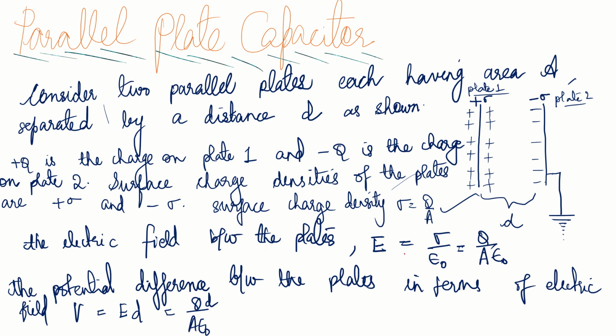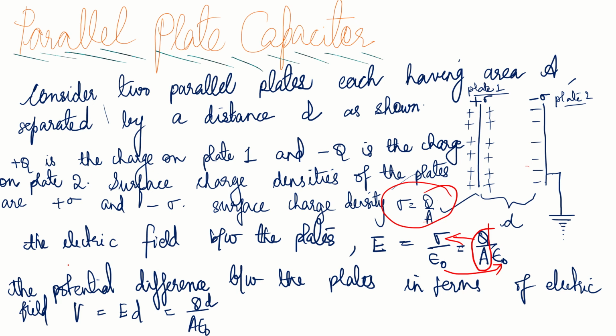The electric field between the plates, E, is equal to sigma by epsilon naught. And what is sigma? Sigma is the surface charge density, q by A, which we have already written. So E is equal to q by A epsilon naught.